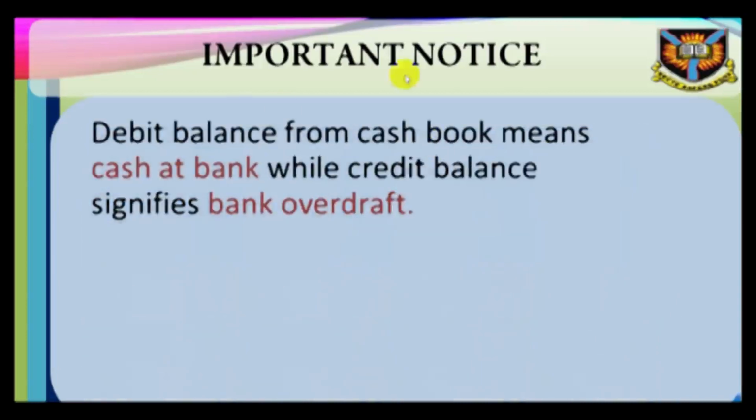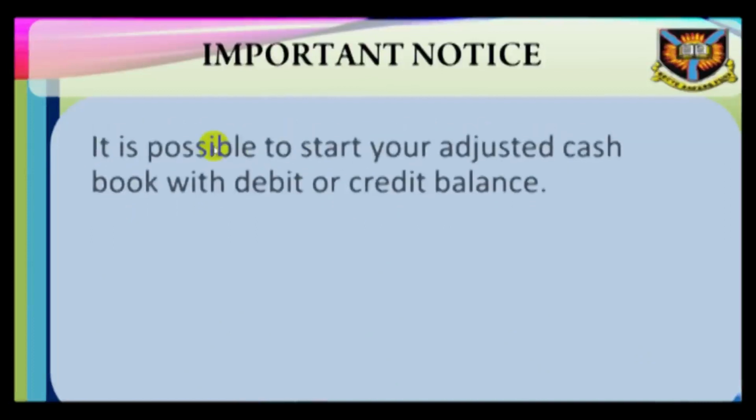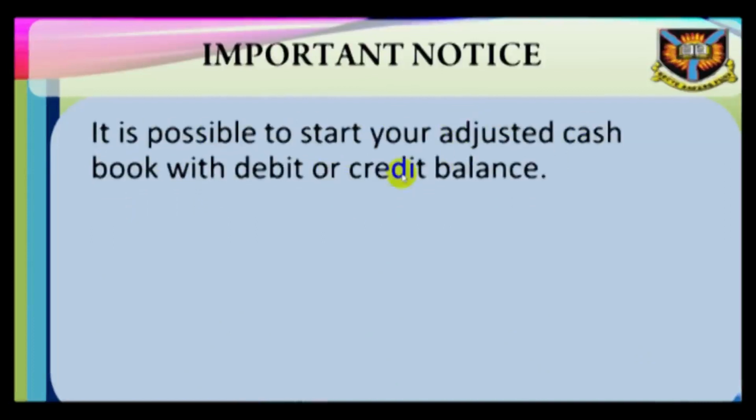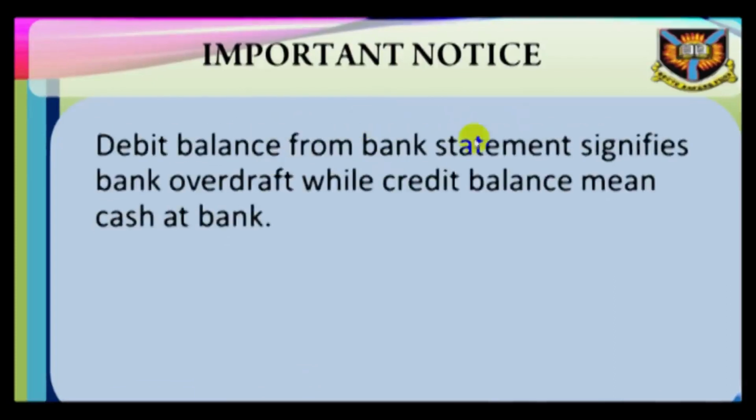Debit balance from cash book means cash at hand, while credit balance signifies bank overdraft. It is important to start your adjusted cash book with a debit or credit balance. Debit balance from bank statement signifies bank overdraft, while credit balance means cash at hand.